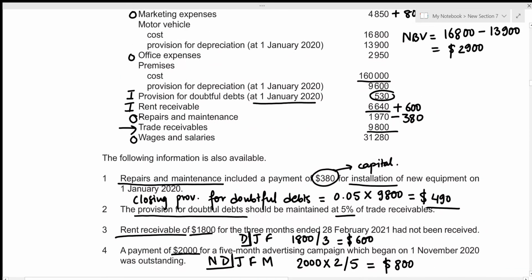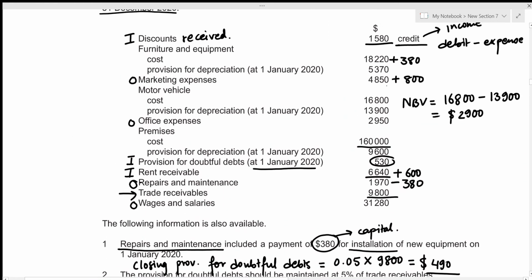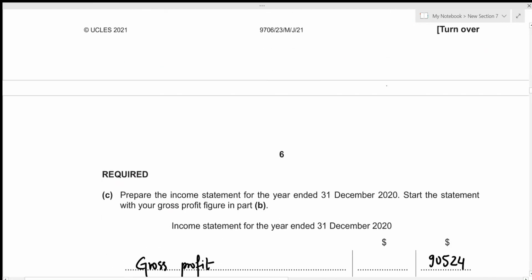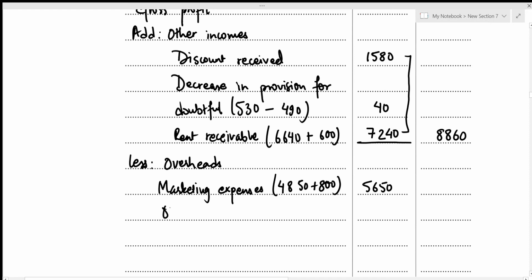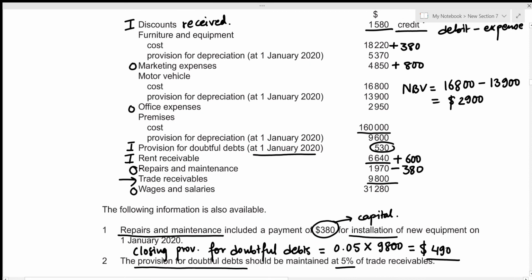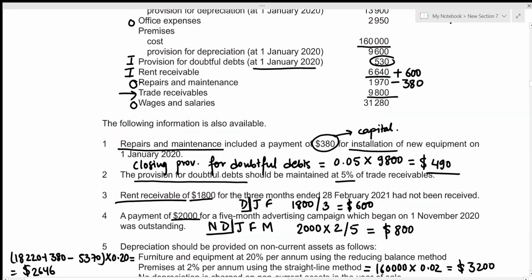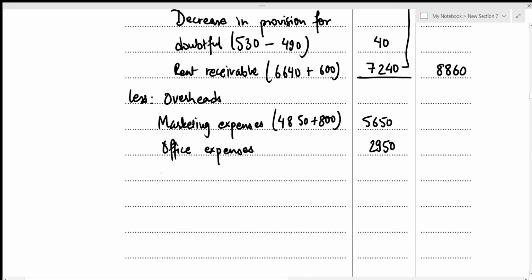Let's look for another overhead. That's going to be office expenses with the value 2,950. Let's write that down. $2,950. Let's look for another overhead. We have repairs and maintenance at 1,970 minus 380. Let's write that down as well. So the value was 1,970 minus 380. This gives the total for repairs and maintenance to be 1,590.